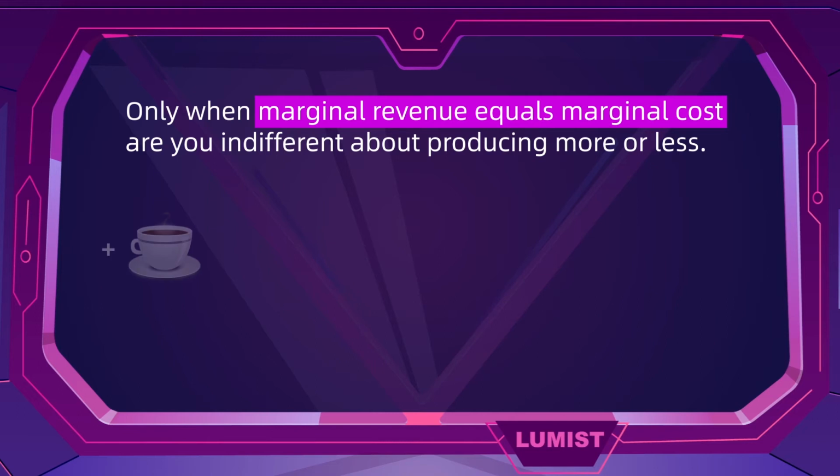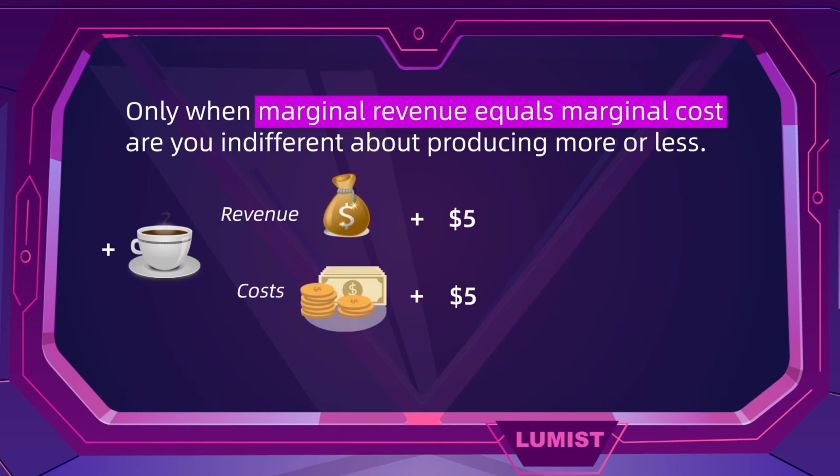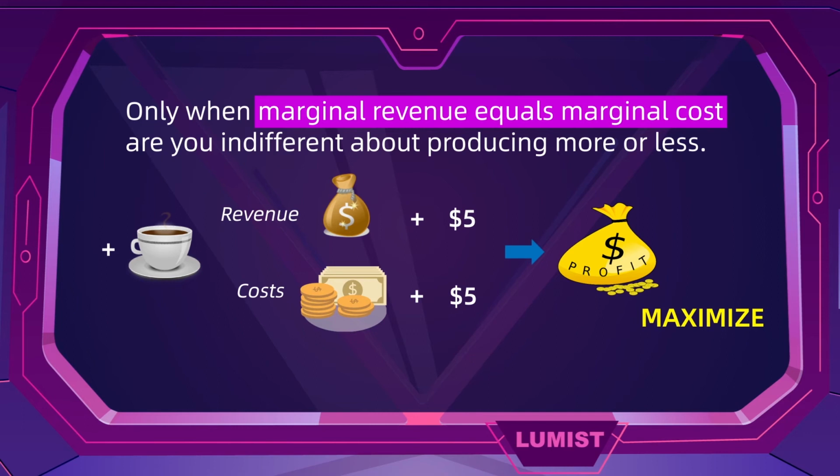Only when marginal revenue exactly equals marginal cost are you indifferent about producing more or less. For example, if your next cup of coffee can be sold for $5 and it costs $5 to make, then you're really indifferent here about whether to produce or not. So you know that you have reached profit maximization.